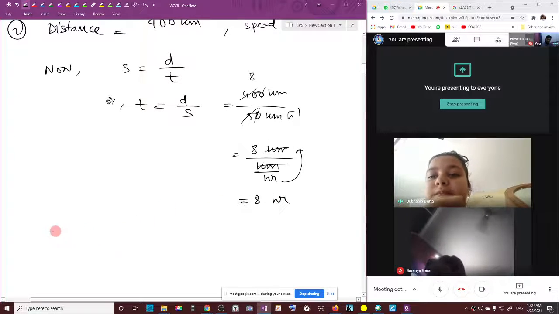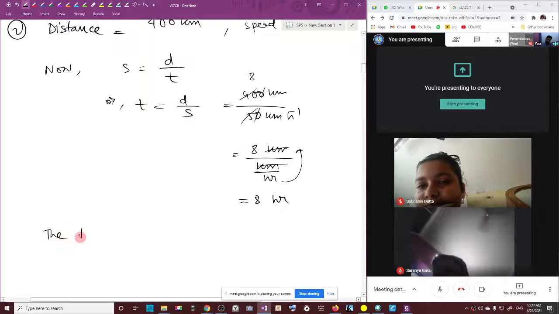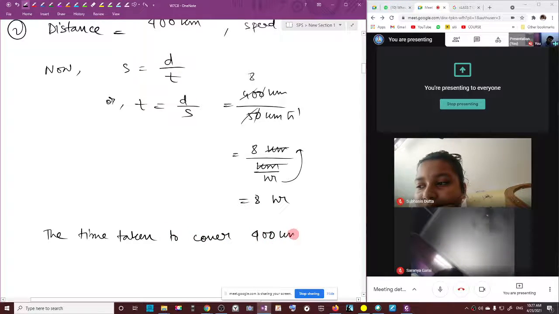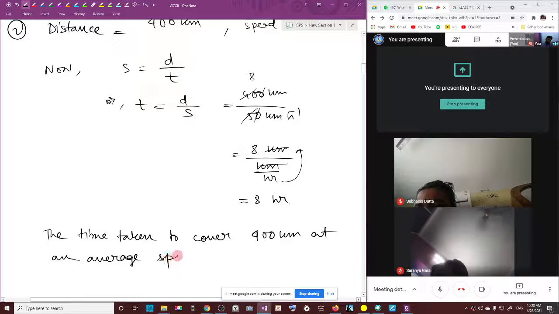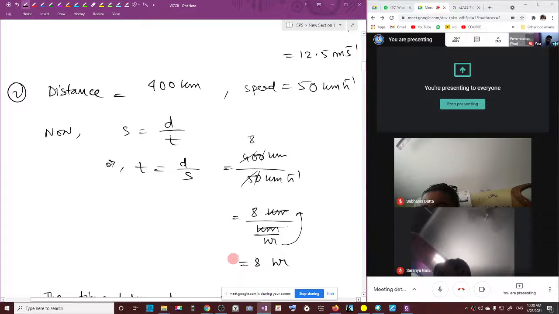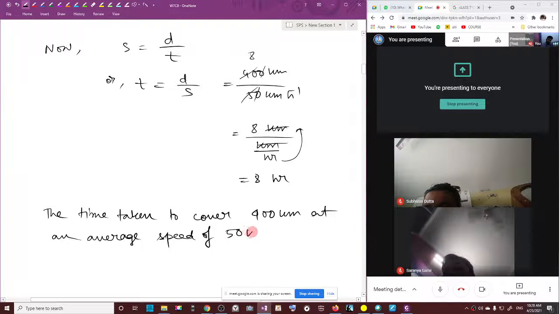So we will write the answer as the time taken to cover 400 kilometer at an average speed of 50 kilometer per hour will be 8 hours. Is that clear, all of you?